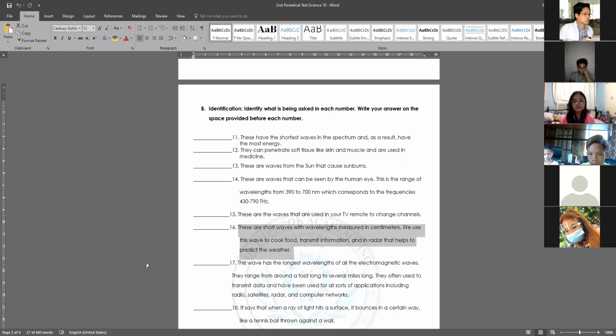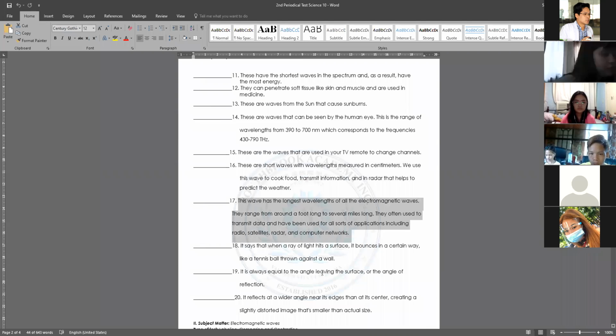Number 17, Audrey. What number, teacher? 17. This wave has the longest wavelengths of all electromagnetic waves. They range from around a foot long to several miles long. They are often used to transmit data and have been used for all sorts of applications, including radio, satellites, radar, and computer networks. Radio waves. Correct. It's radio wave.